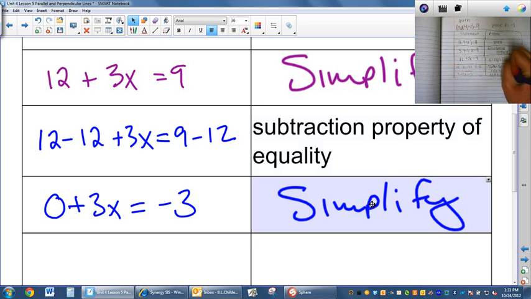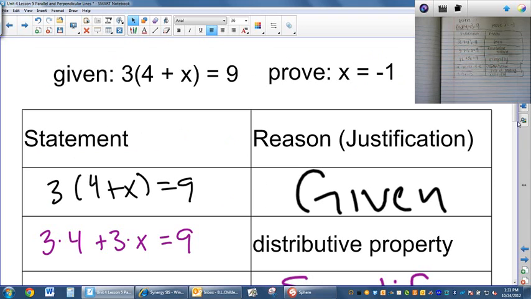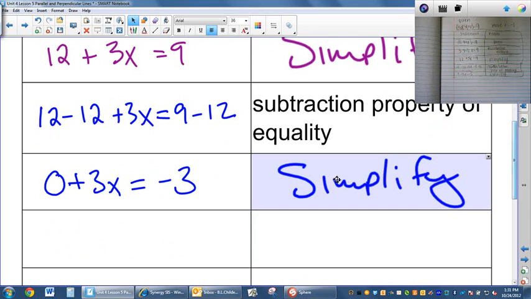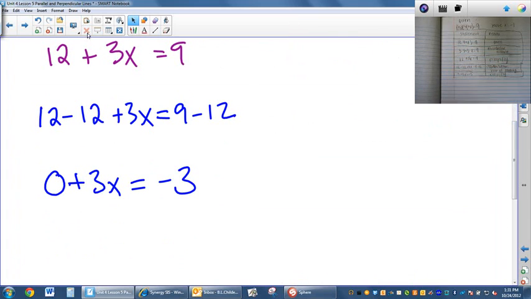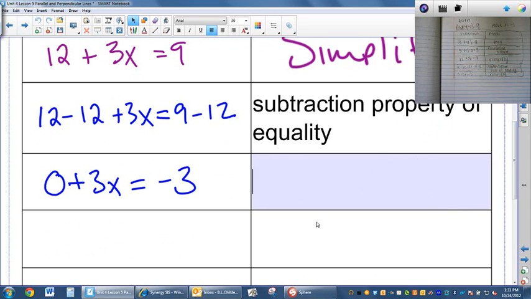I take the easy statement. 12 minus 12 is 0. Okay, 12 minus 12 equals 0.